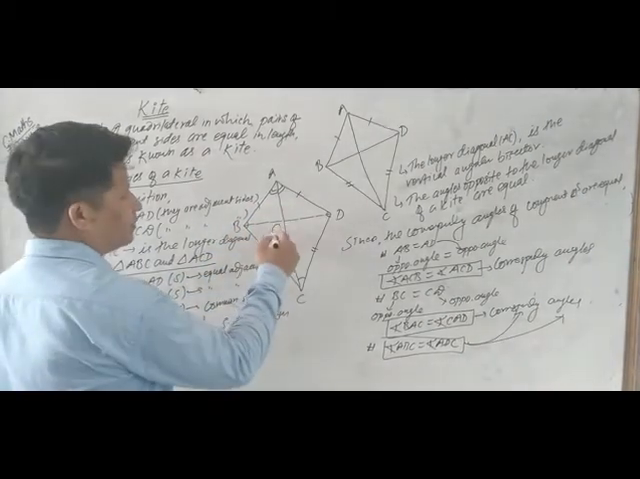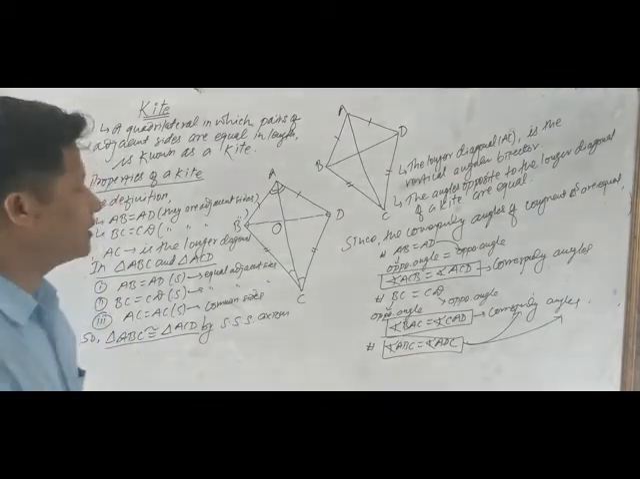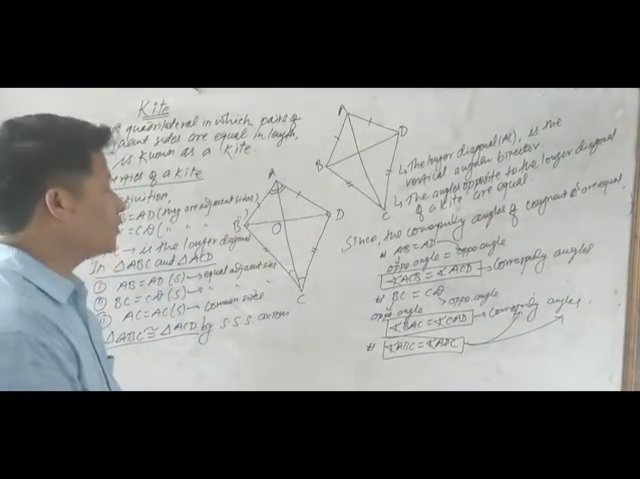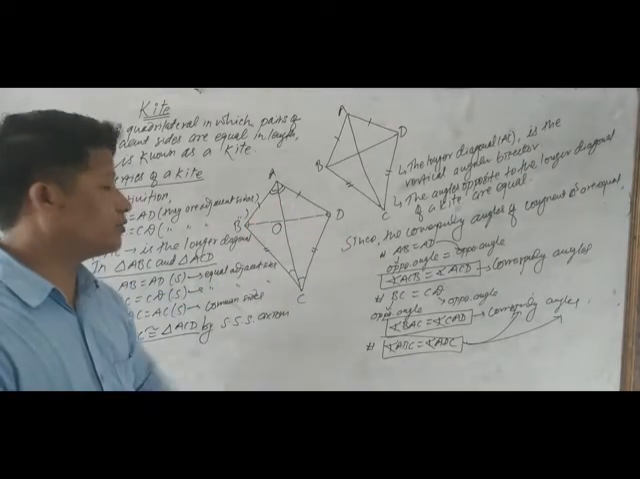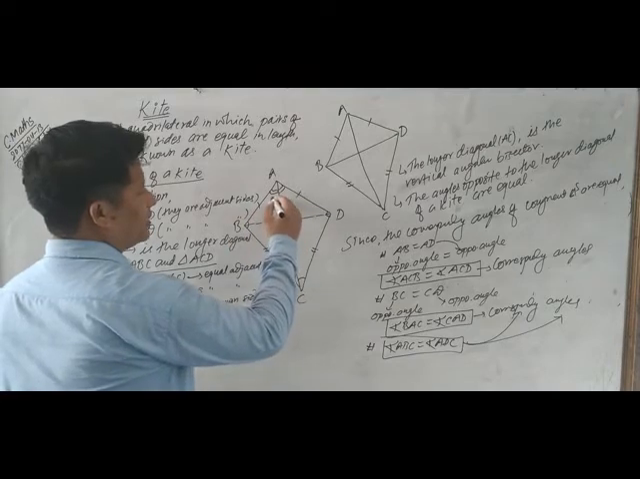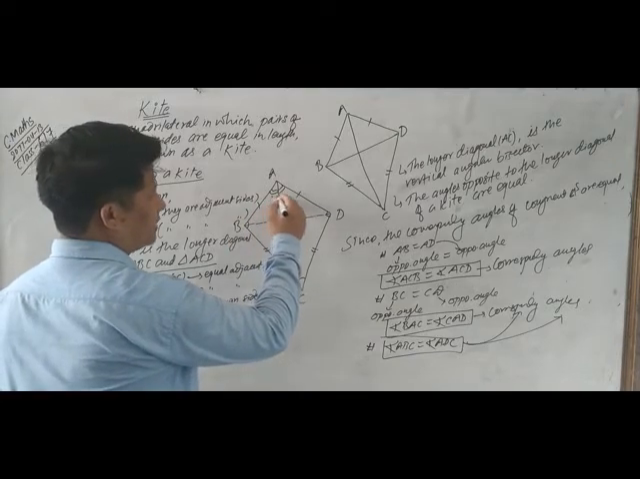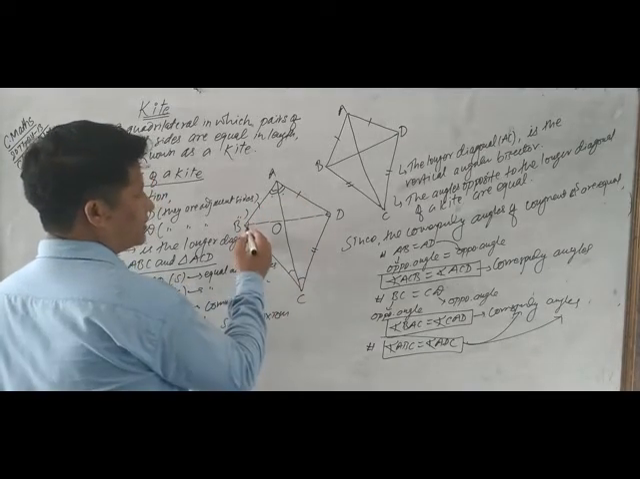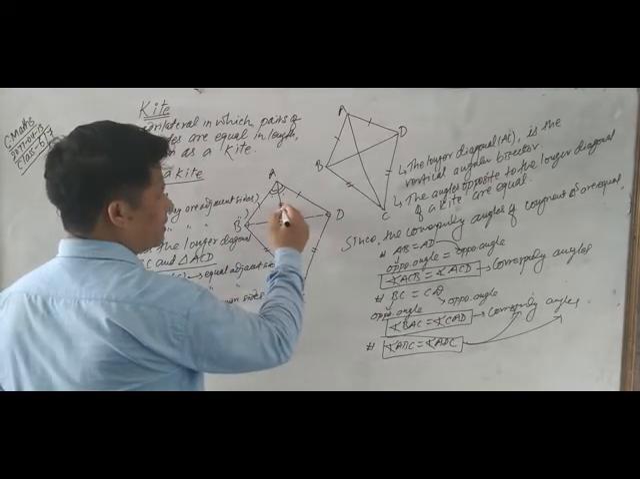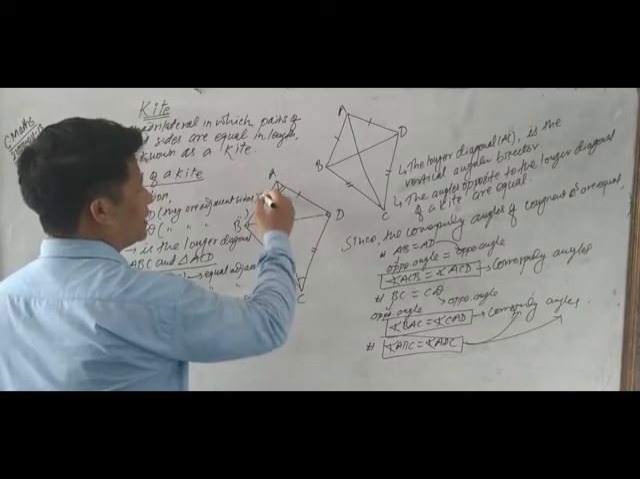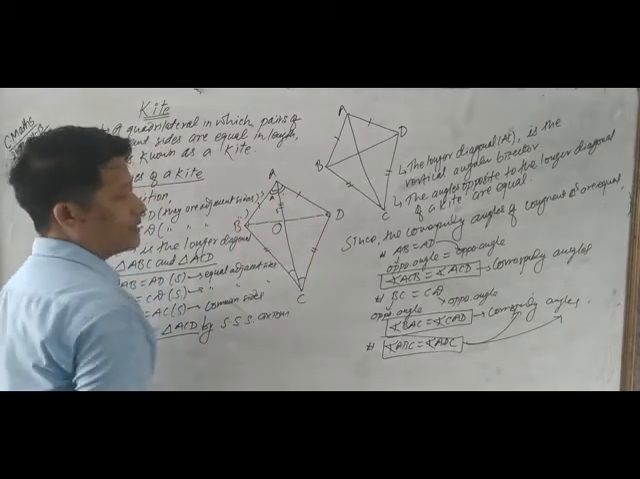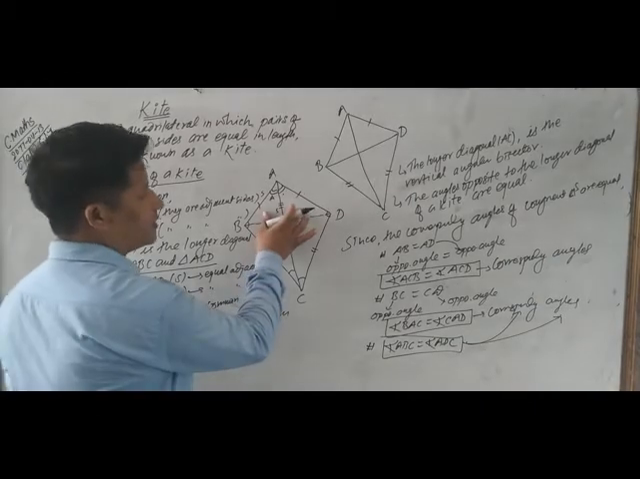Suppose the point of intersection of the longer and shorter diagonal is O. Then we can compare these two triangles. This angle equals this angle, and this side equals this side, and this is the common side. So we can take side angle side. By the adjacent side angle side, these two triangles are congruent.